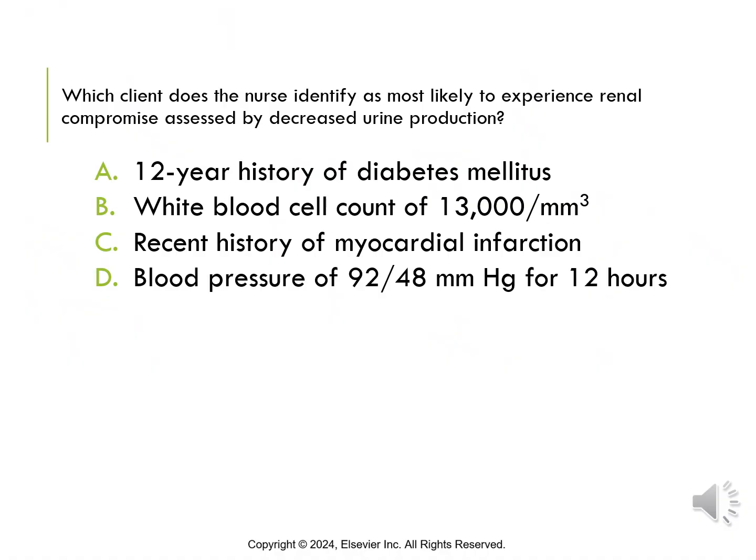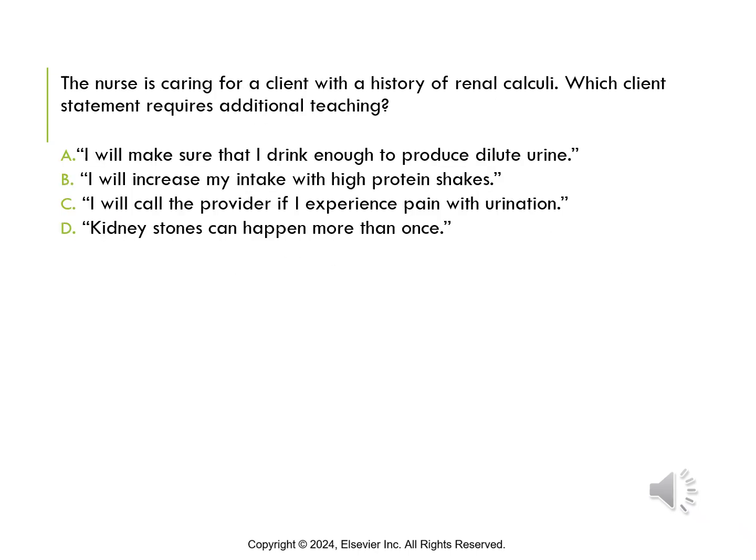Go ahead and take a moment to read the question, look over your answer choices, and select your choice. You can pause your video here. The answer to this question is D as in Delta. The ability of the kidneys to self-regulate renal blood pressure and renal blood flow keeps the GFR constant. A blood pressure of 92/48 is a MAP of 62. The kidney has difficulty regulating GFR with a MAP less than 65.